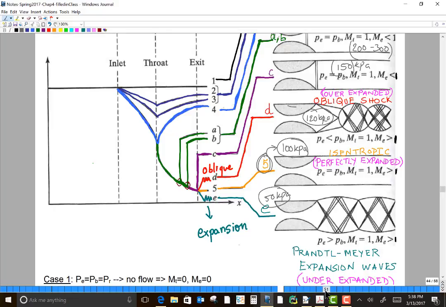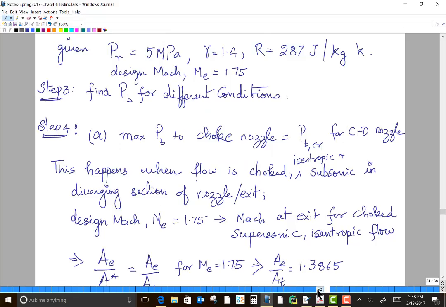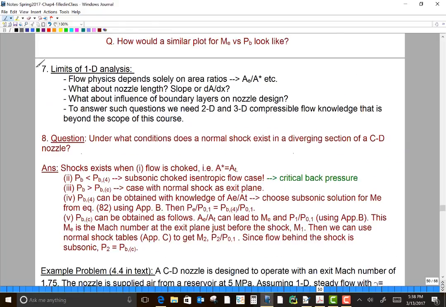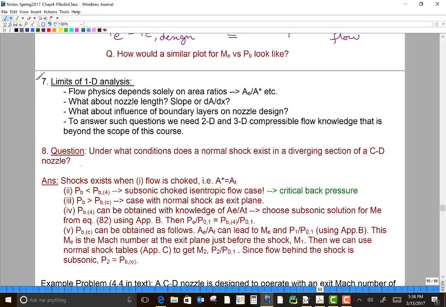And here I'm going to provide some caveats to the kind of analysis that we have done so far. So far, all the stuff that we have talked about is in the limit of 1D analysis, or the one-dimensional flow restrictions. And the basic idea is the following. The flow physics depends solely on the area ratio AE by A star, okay? Which means the nozzle length doesn't play a role.